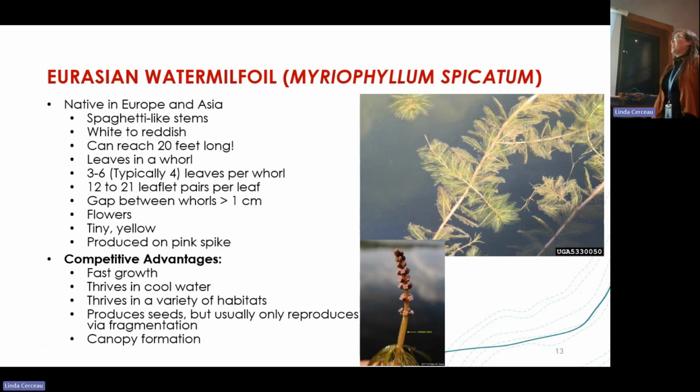But this species can grow up to 20 feet long and has leaves that are in a whorl around the stem. So coming off of the stem are the leaflets and the leaflet pairs. These finely divided pairs here. There are a variety of different milfoil species, but this one in particular has 12 to 21 leaflet pairs per leaf. And the spacing is important to look at as well when it comes to identifying this one. Was that the flower? Yes. And that sticks above the water.